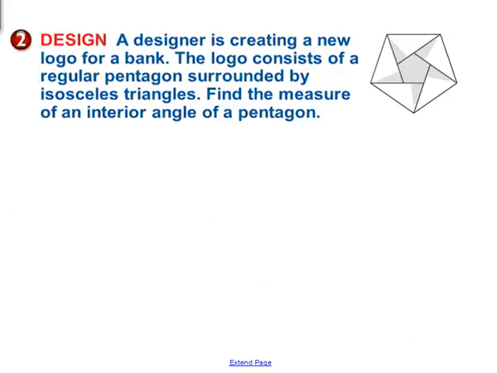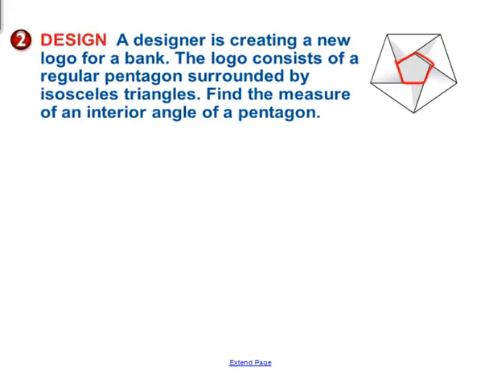A designer is creating a new logo for a bank. The logo consists of a regular pentagon surrounded by an isosceles triangle. Find the measures of the interior angles of the pentagon. Well, let's look at the pentagon. It's this shape right here, 5-sided. And it's regular, so all of the angles are the same.